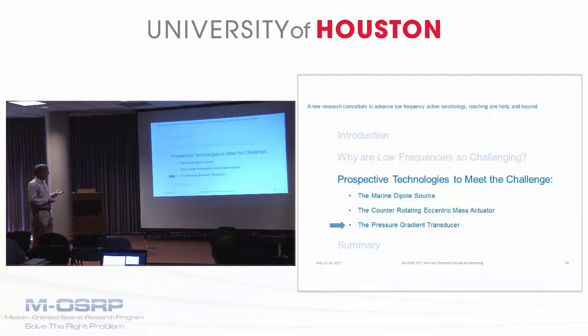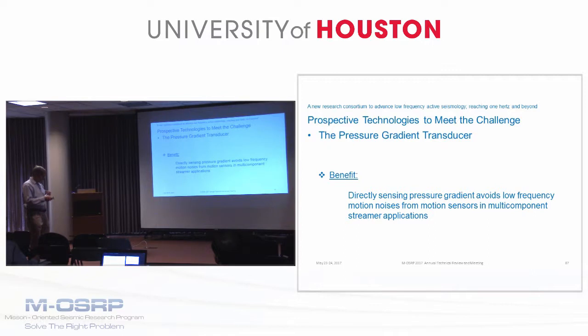Okay, now the other topic was the receiver side in the multi-component streamers, being able to get low frequency, low noise measurements. And so here we have what we came up with as a pressure gradient transducer concept. The way this would benefit us is that by having a transducer that directly senses gradient, you avoid the low frequency motion noises from motion sensors that are common in multi-component streamers.